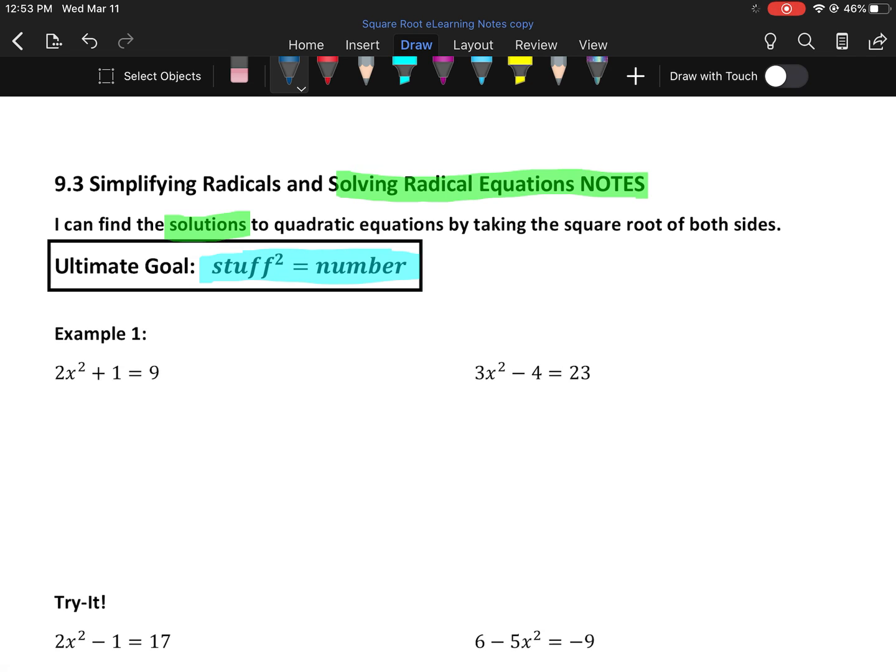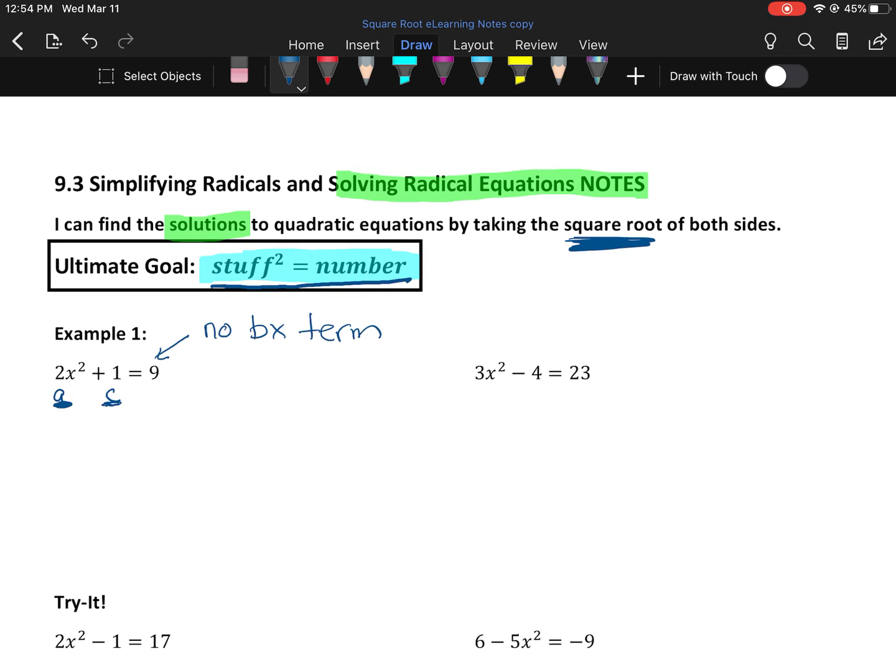For this first one, notice this equation is a little different because we have no b term. There's no bx. So we want to use square roots when we don't have a bx term. I have a and I have c. Notice we're not equal to 0. That's actually okay if we're using square roots. So our goal, remember, is we're trying to get stuff squared equal to a number. Well, right now I have a is squared, but I still have c over here.